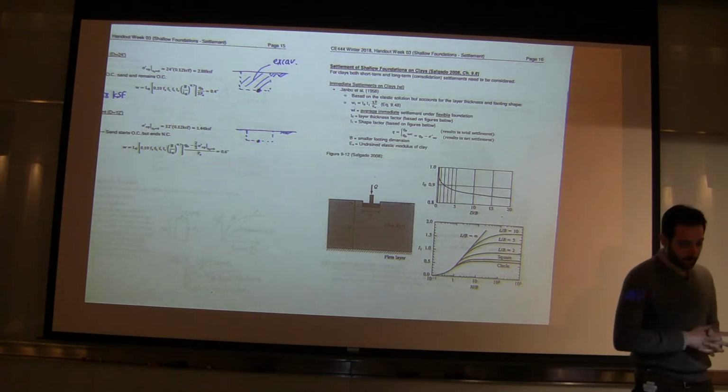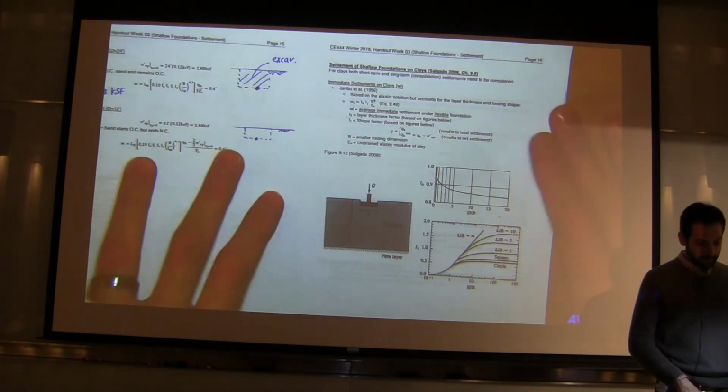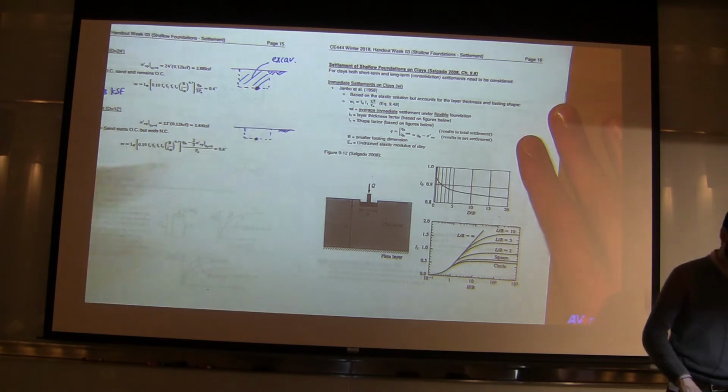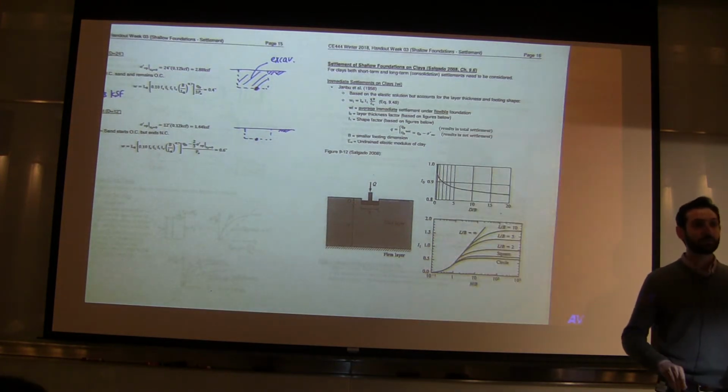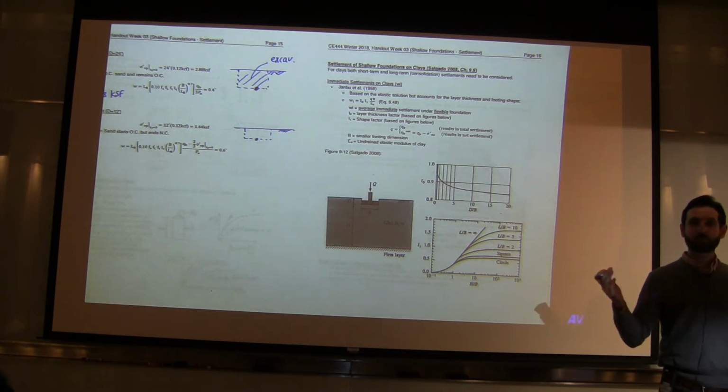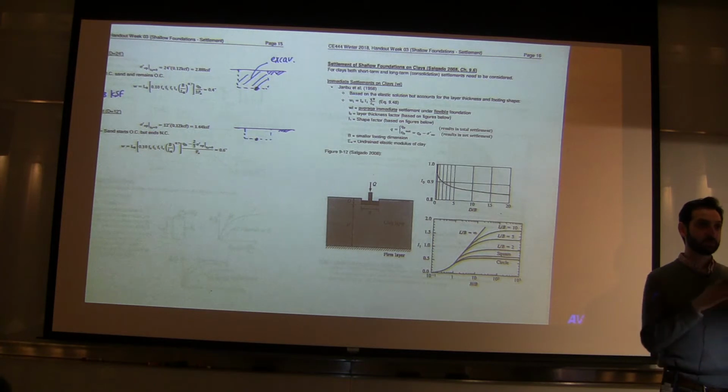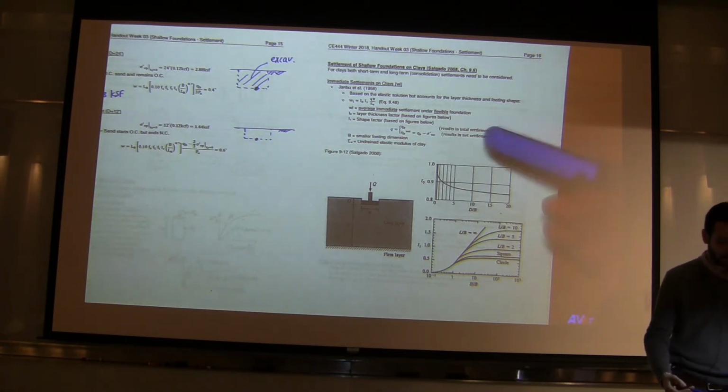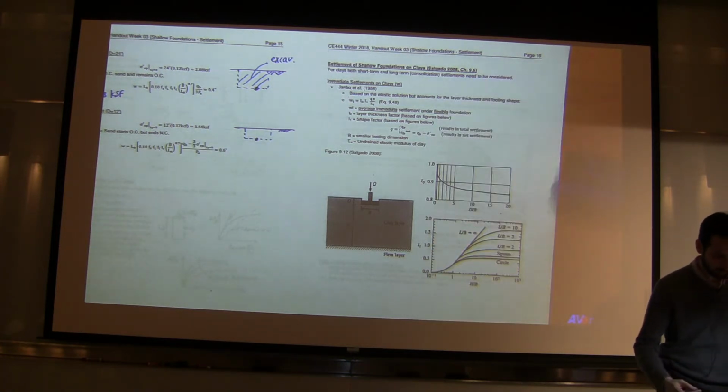So that is why when we get to page 16, settlement of shallow foundations on clay, we have to break it into immediate settlements and consolidation settlements. Whereas in sand, we just lumped it all together by adding that F sub T factor that took care of the time factor. But in clays, we have to break it up into 2 different parts.